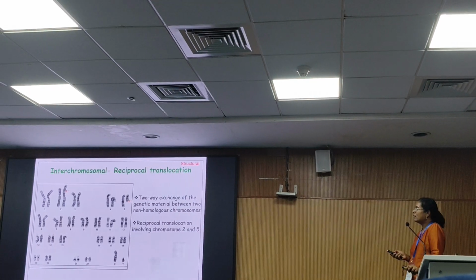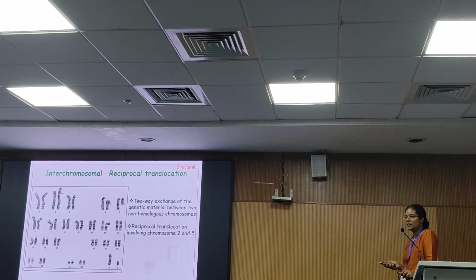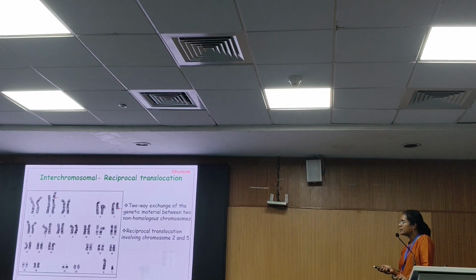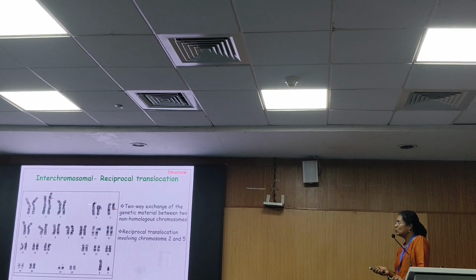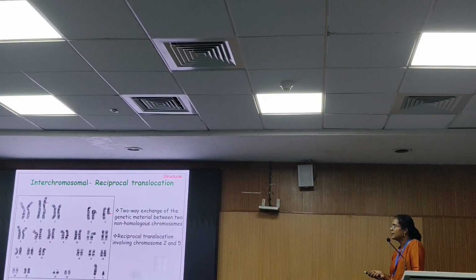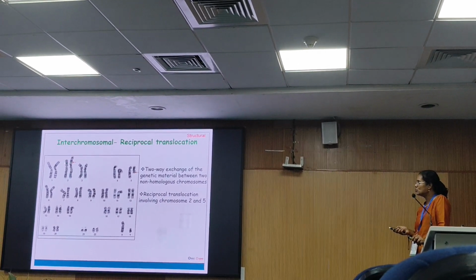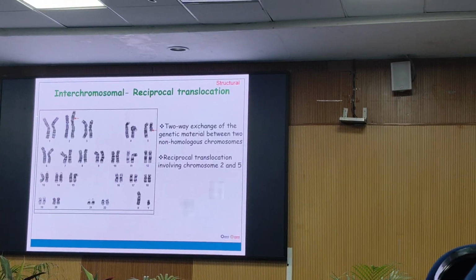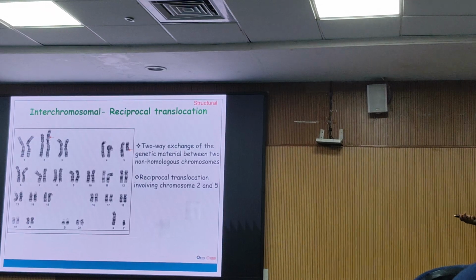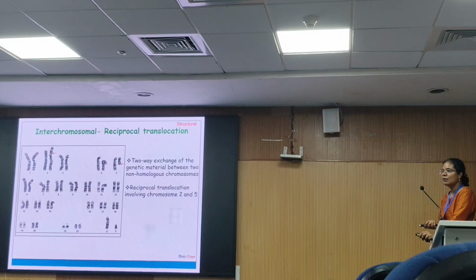Interchromosomal are reciprocal translocations. Reciprocal translocations are a two-way exchange of genetic material between two non-homologous chromosomes. You can see here a normal chromosome 2 and a normal chromosome 5, and a reciprocal translocation has happened from chromosome 2 to 5 and vice versa. Likewise, there are a lot of translocations which can take place constitutively from chromosome 1 to 22 and X and Y also.